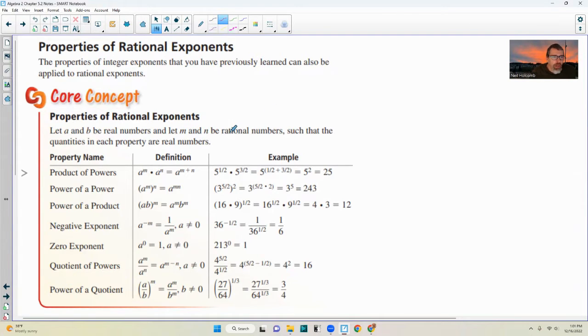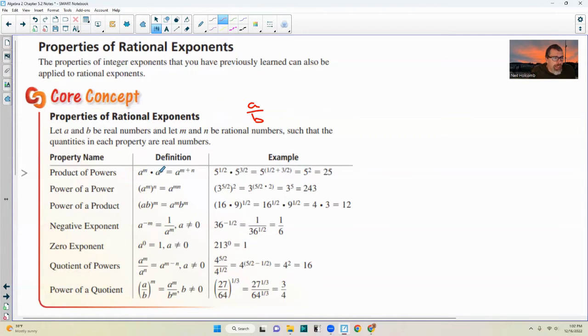Okay, so a rational number is anything that can be represented as a fraction, like a over b. Real numbers can be rational, they can be irrational, but they're all real as long as they're not imaginary, which is the square root of -1, such that the quantities in each property are real. So we're going to take real numbers, and m and n are rational numbers, and the quantities in each property will become real.